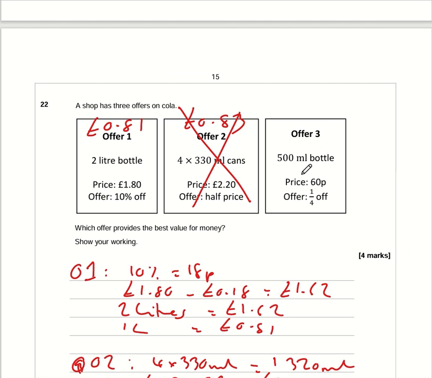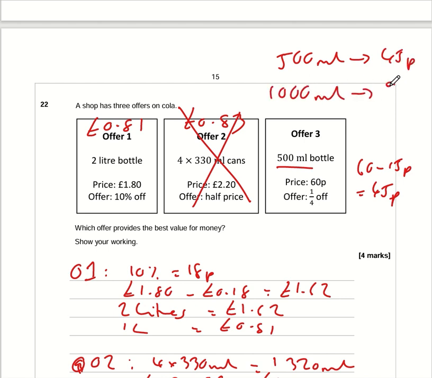Offer 3, this one's quite easy, 500 millilitres, and it's a quarter off. Well, a quarter of 60 is 15p. So 60 minus 15p is 45p. I'll just do the workings here actually. So 500 millilitres costs 45p. Therefore 1,000 millilitres, which is a litre, is going to be double that, so 90p.